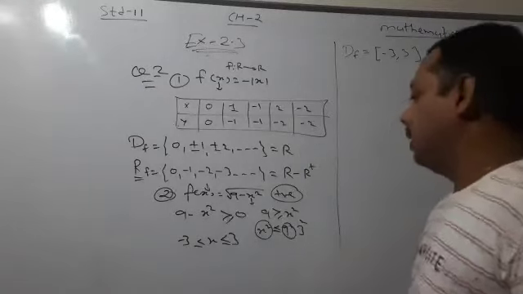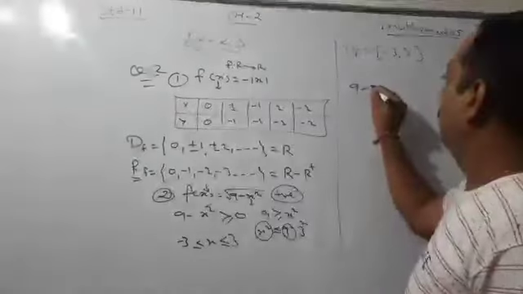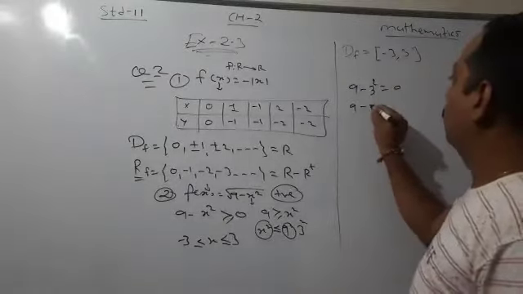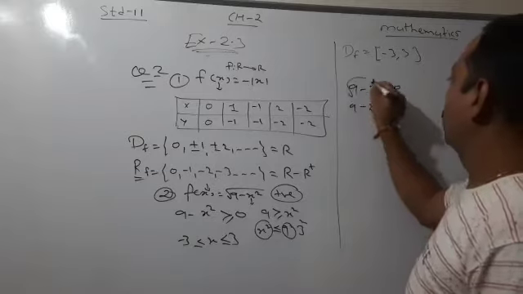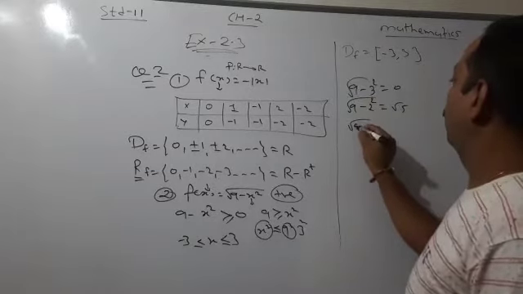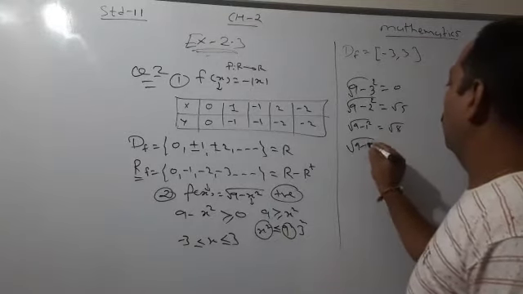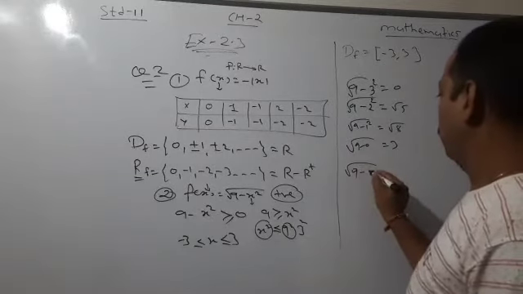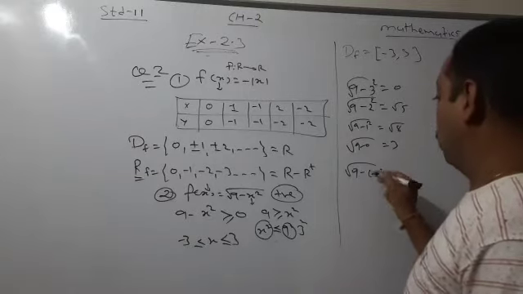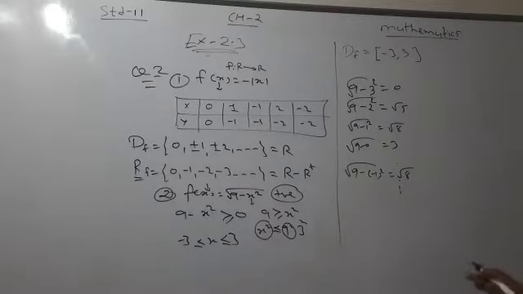Now we are talking about the range. Range means answer. Now put the value of 3, the answer is 0. Put the value of 2, your answer is root 5. Put the value of 1, that is root 8. Put the value of 0, your answer is 3. Put the value of minus 1, square is 1, so it is root 8. So in general, you will get your answer from 0 to 3.